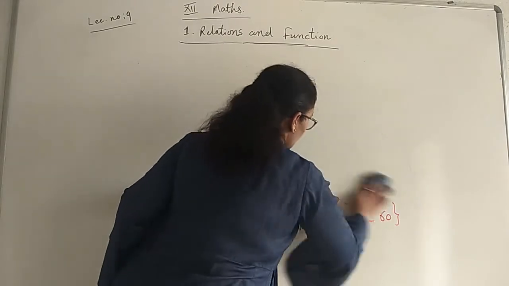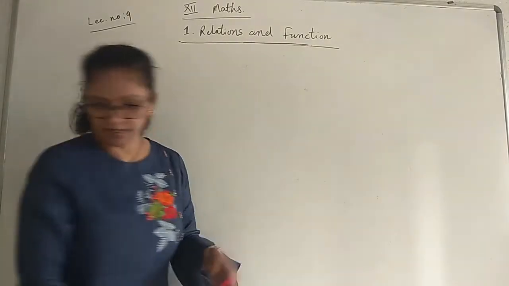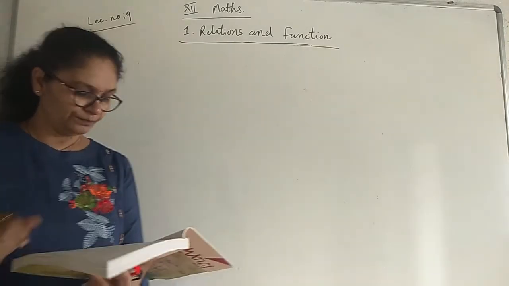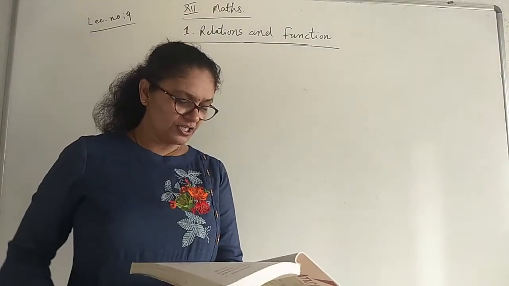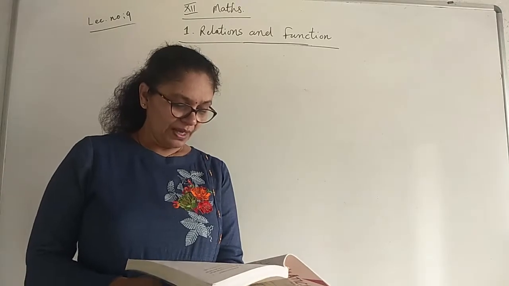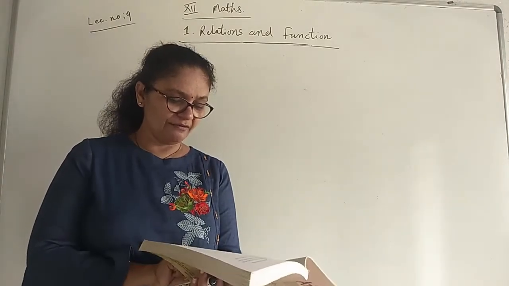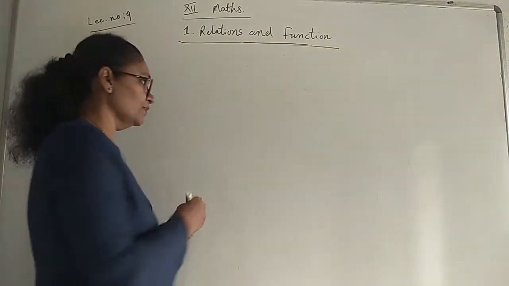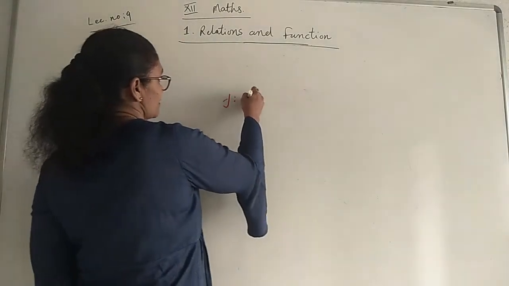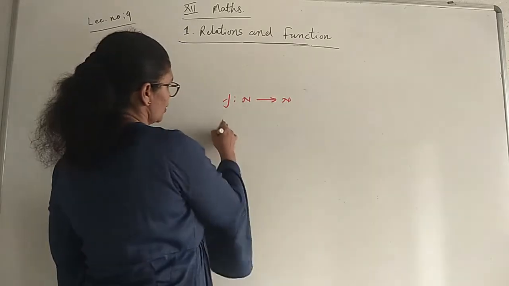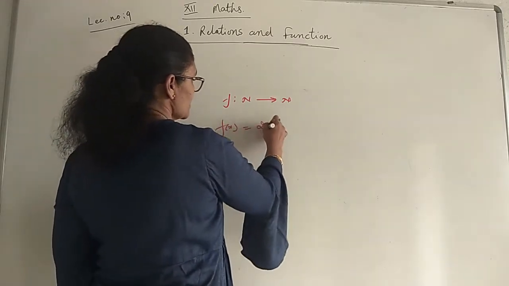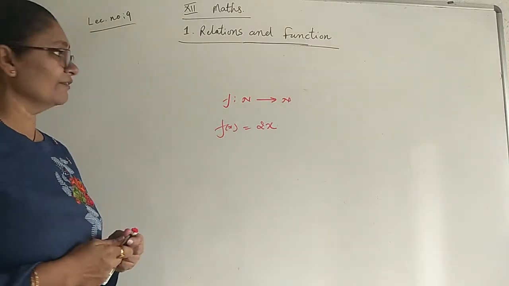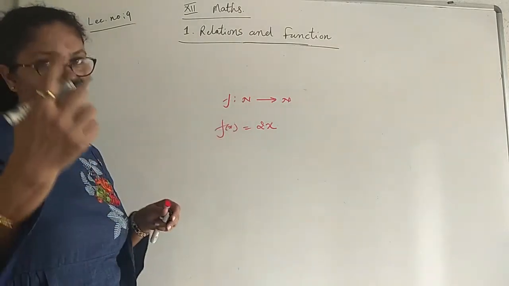So come to another question. Let's take the next question, your 8th question. What is the question? The function is mentioned from N to N, and f(x) equals 2x is one-one but not onto. Now again the same thing. The function is mentioned from N to N. And what is your f(x)? 2x. It means we have to start with natural numbers. Natural numbers start with 1.